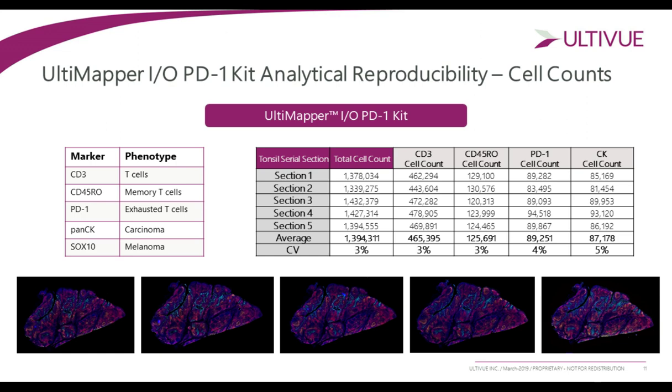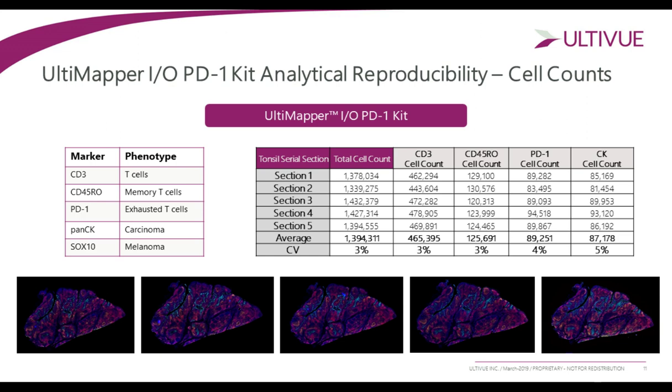So, for example, what I'm showing here is the reproducibility of our UltiMapper PD-1 kit. What we did here is we took 5 serial sections of tonsil, stained them with our PD-1 kit, and then looked at the cell phenotype counts across each section to see what the CVs were. What you can see here for the total cell counts is that we have just over 1 million cells. That is quite a few cells that we're trying to analyze, and this is tonsil, to keep in mind.